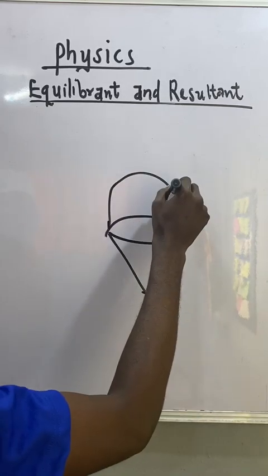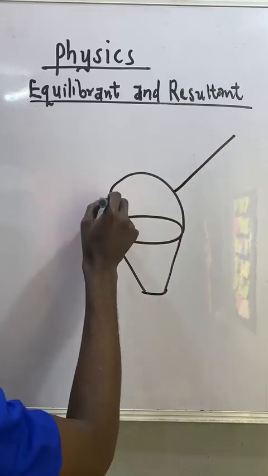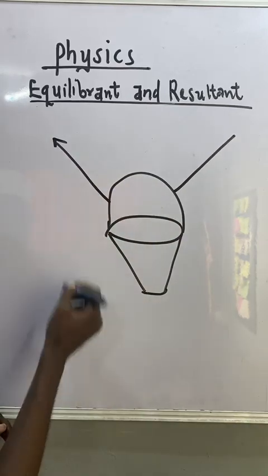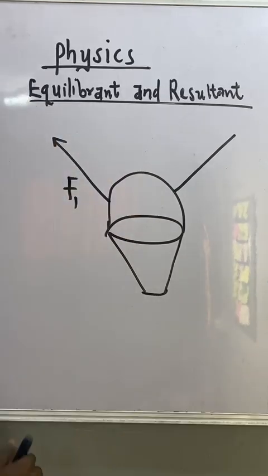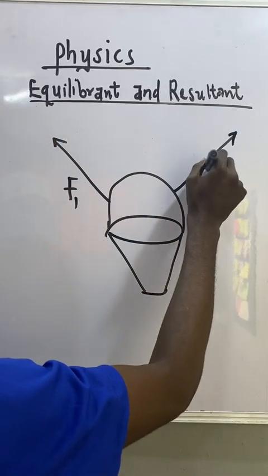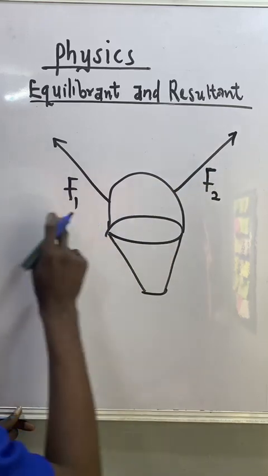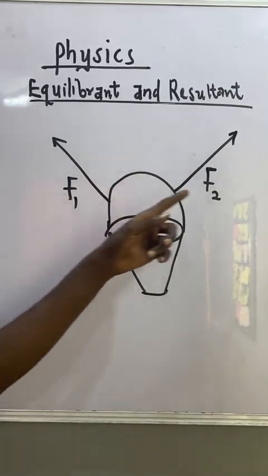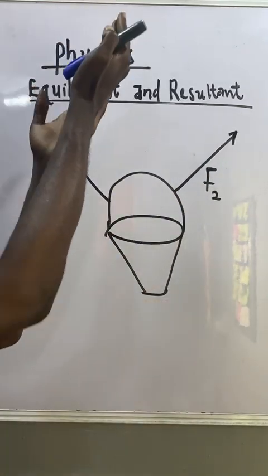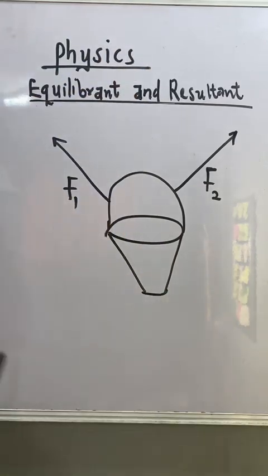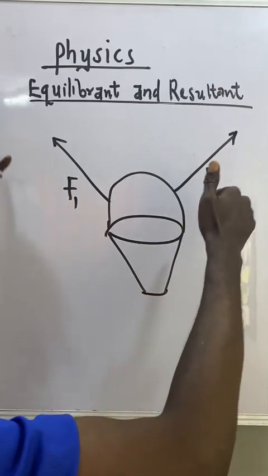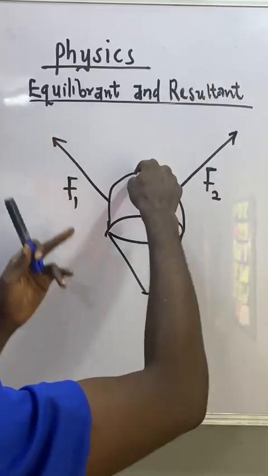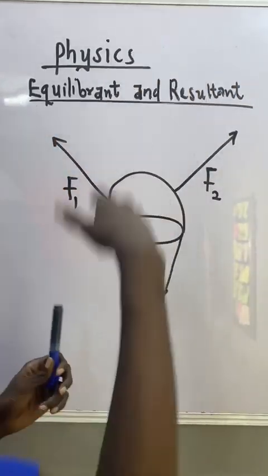Let's say this pail of water is being carried by a man from here with a force F1. Let's say this is the hand of the first man, and this is the hand of the second man. Both of them apply the forces F1 and F2. They want to lift the pail up. You will notice that if these two men drag it from this side to this side, the pail will go up because they want to lift it up.